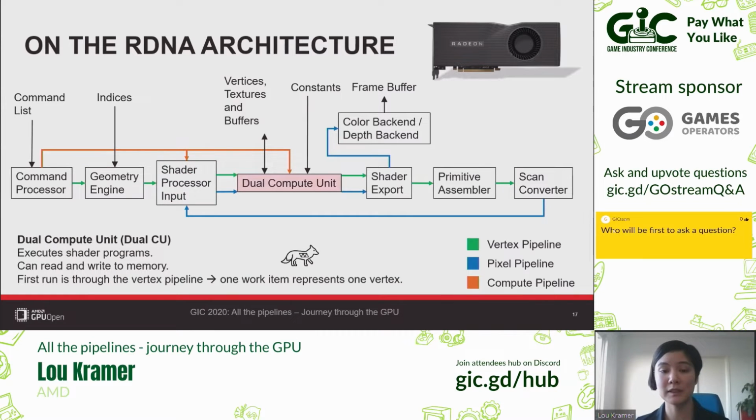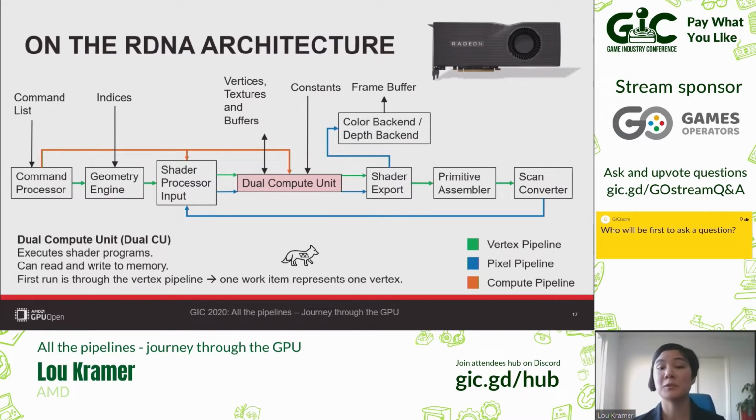The dual compute unit executes the shader program. So this is the part in the hardware that will execute the code you as a programmer write. And the dual compute units can read data. For example, they can read the vertices you submitted, textures, different kinds of buffers, constants, and they can also write to memory.